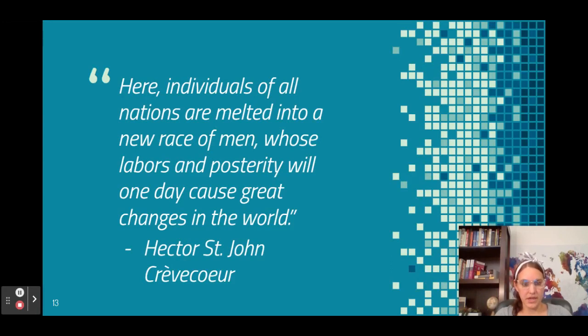So here's a quote that came later, in about 1793, but it's talking about the peoples of the Middle Colonies, specifically in New York. "Here, individuals of all nations are melted into a new race of men, whose labors and posterity will one day cause great changes in the world." So just really emphasizing that sharp diversity that occurred and how unique that was in comparison to other parts of the colonies and other parts of the world.